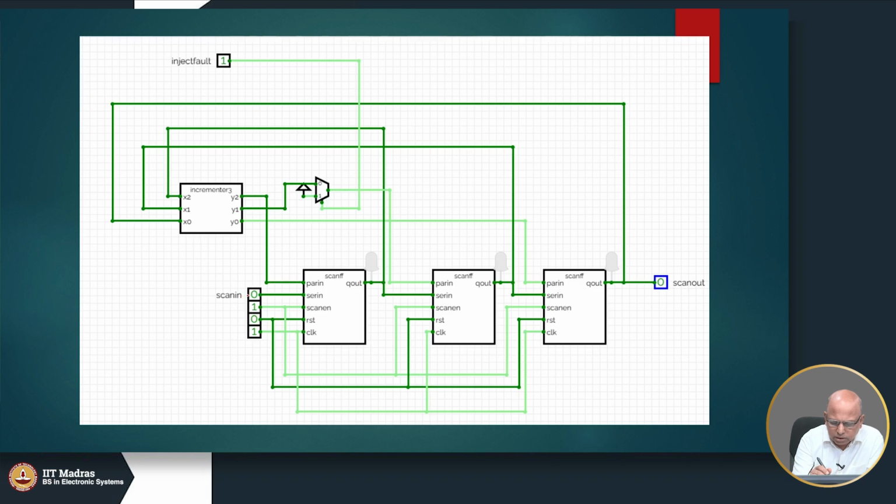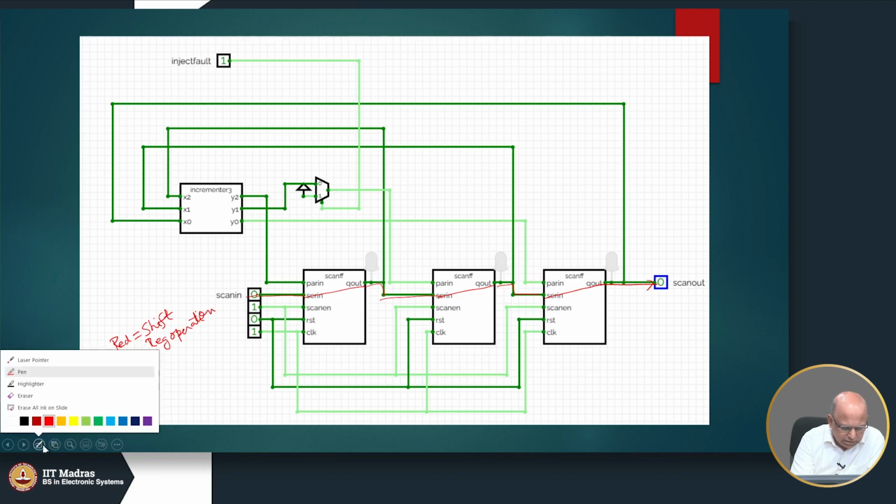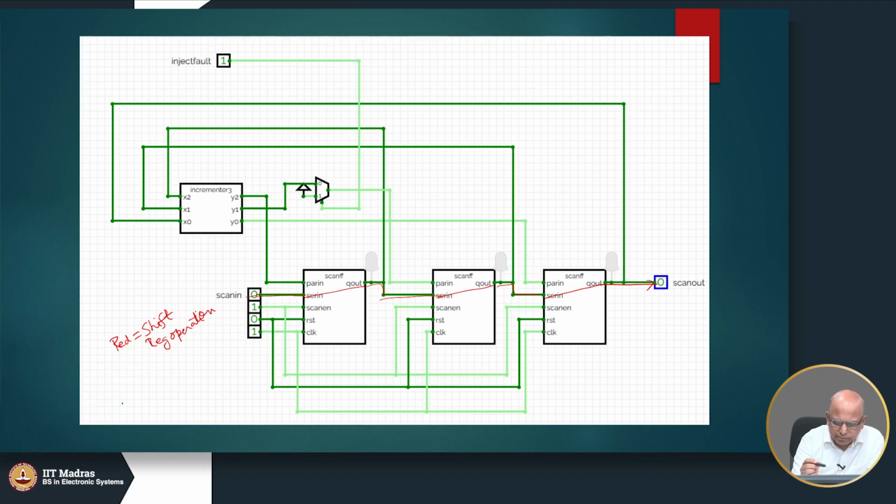Mode of operation. The scan in is what is going to get shifted. So, this acts as a shift register. So, red is the same as a shift register, whereas the blue one will be a parallel-in parallel-out register.